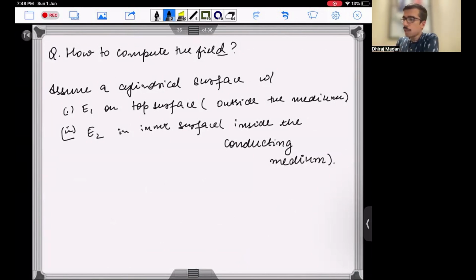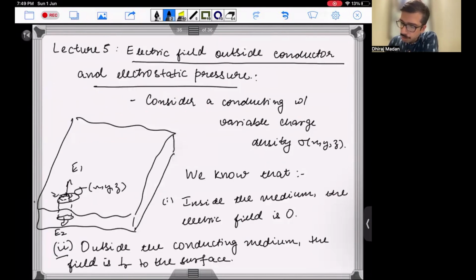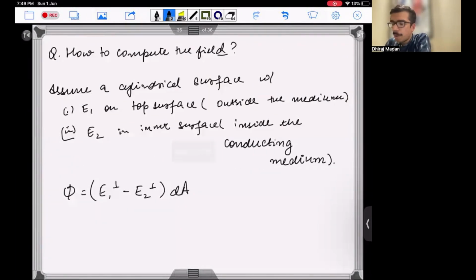Now, how much is the flux? The flux is given by E1 perpendicular minus E2 perpendicular, times dA. Here dA is the area of the upper and lower surfaces, and the walls have almost zero height, so they don't contribute to the flux. I'm assuming that both E1 and E2 are in the same direction, so in the bottom part, the contribution of flux will be minus E2 perpendicular dA.